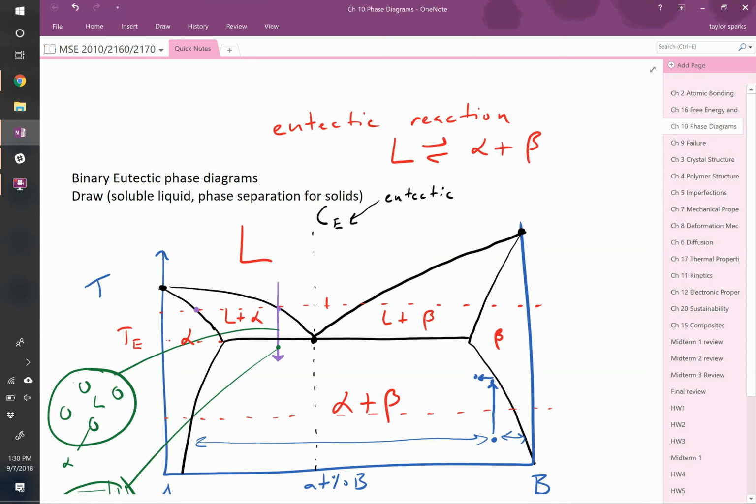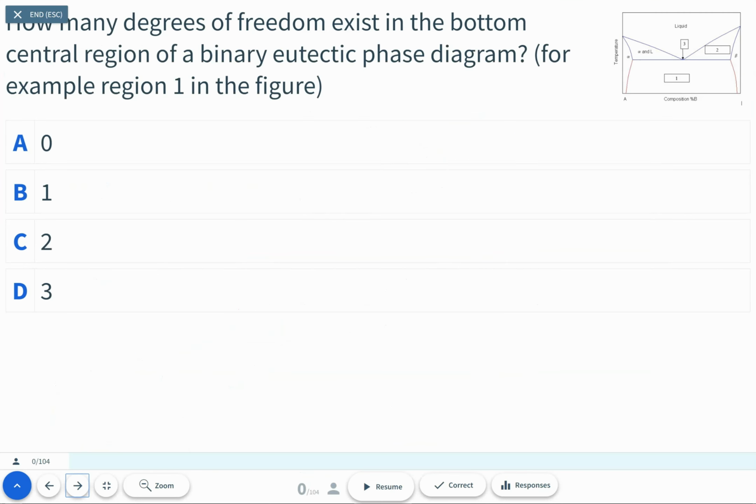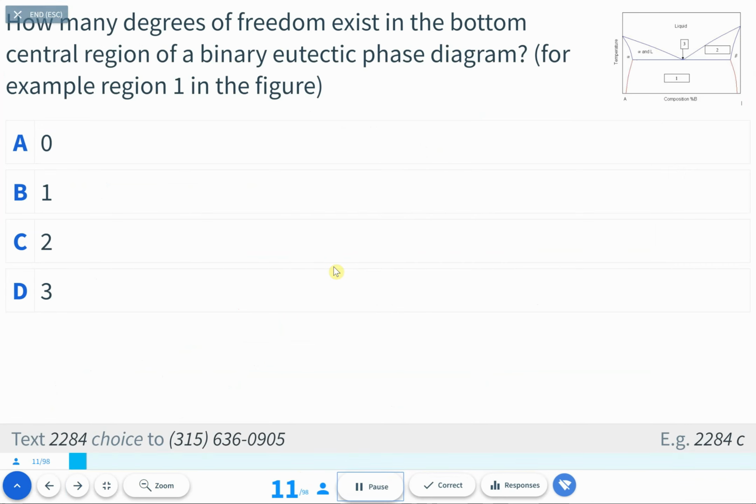Now, where could you have 2 degrees of freedom? How about that if I ask that? So go ahead, get your points on that one. Get your answer in and then turn to your neighbor. Where in this diagram do you have 2 degrees of freedom?